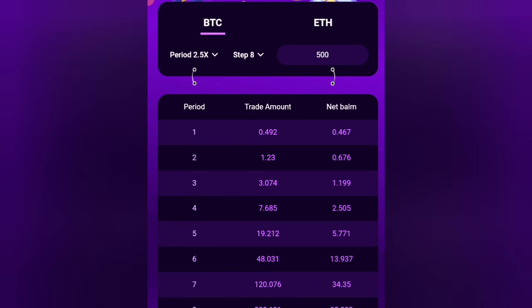the entry level for you. You can see based on this $500 capital, the calculator said my first entry should be 49 cents. You can see how low it is.